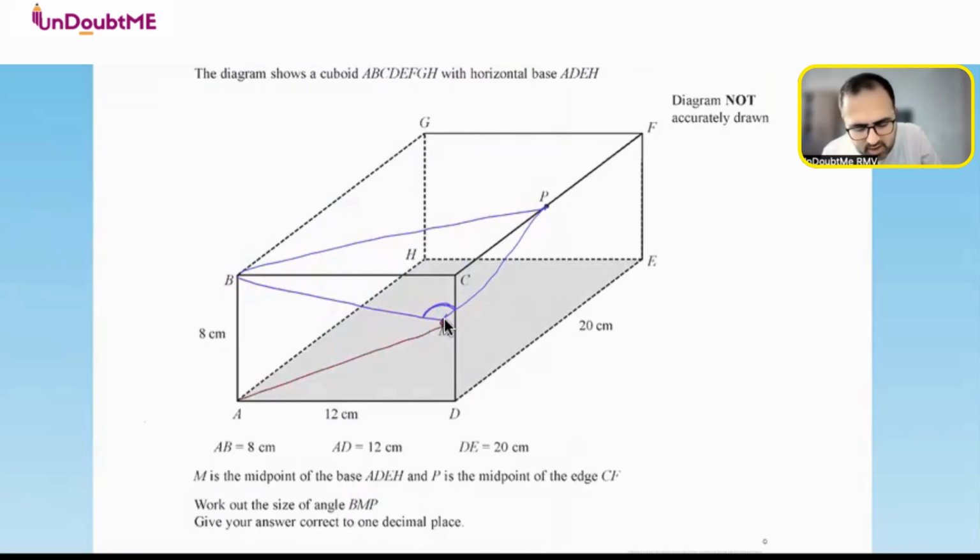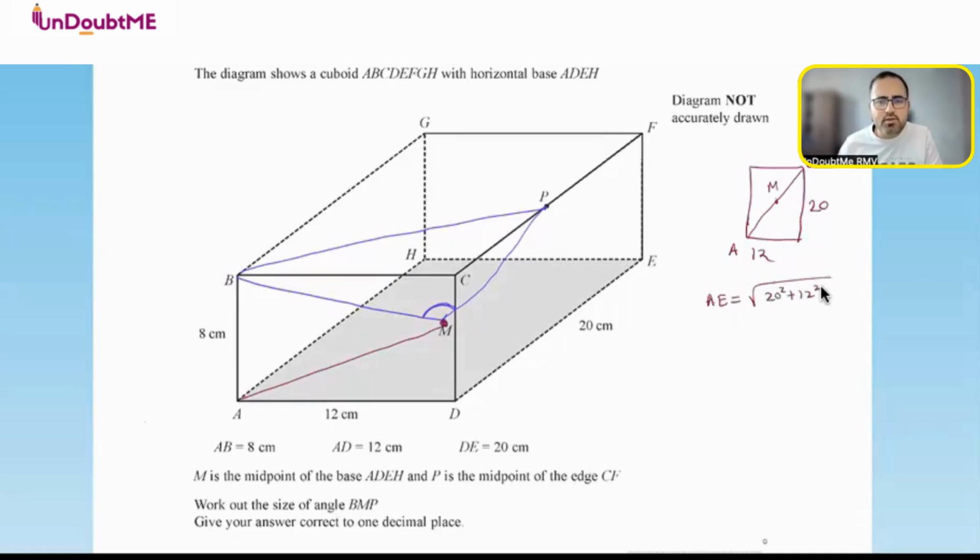And AM is half the length of diagonal AE. Now if you look at this rectangle whose dimensions are 12 and 20, this is point A and this is E, and if I join it, M is exactly at the center. So I will first find AE, which will be square root of 20 square plus 12 square, Pythagoras theorem, and then I will half that up.